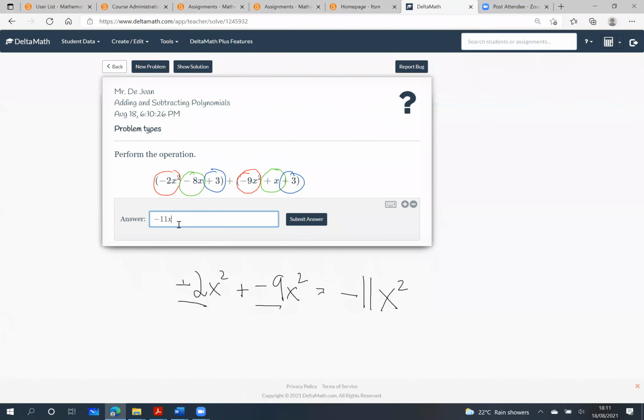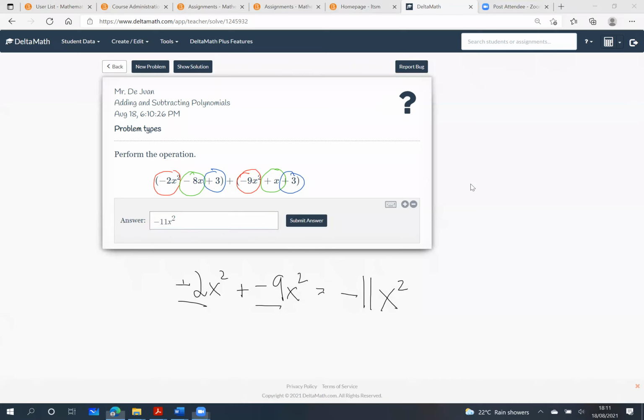Negative 11x squared. Let's look at the green. What do we have in the green? Let me get the color for green out. We have negative 8x plus x. So negative 8 plus, well, what's this x mean? 1. So negative 8 plus 1 gives us negative 7x.